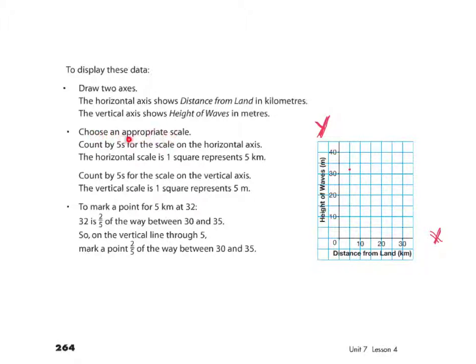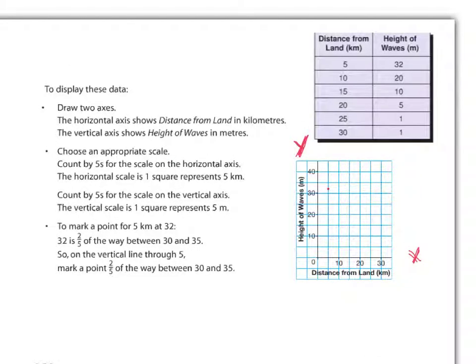Most important, we need to choose an appropriate scale. So if we looked at our data, now we can see that the distance from land is from 5 to 30. Probably a good idea to count by 5s, which they've done here. So 5, 10, 15, 20, 25, 30. Remember, you're counting the lines, not the spaces. And you have to start at 0. So they counted by 5s on their horizontal axis. The horizontal scale is 1 square represents 5 kilometers.